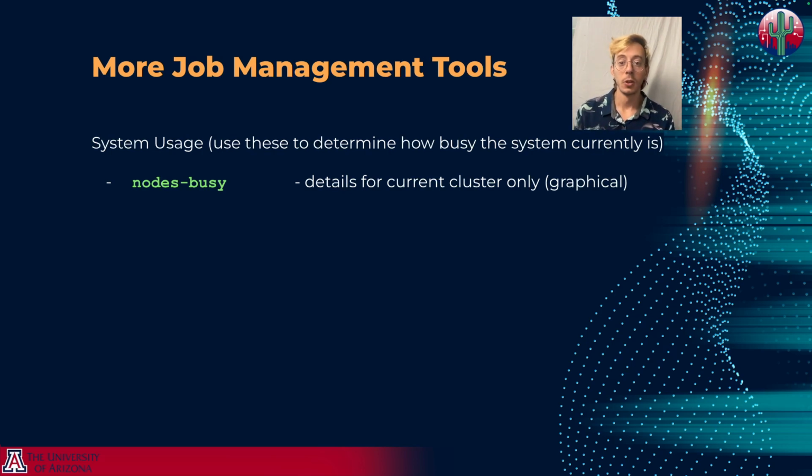So talk to your consult team to see what options you have for things that might do something like this. So for example, the first one here is nodes-busy. This will give you details for the current cluster only. So for example, if you're on Puma and I type nodes-busy, it will only spit out information relevant to the Puma cluster. It won't tell me anything about El Gato, and it won't tell me anything about Ocelote.